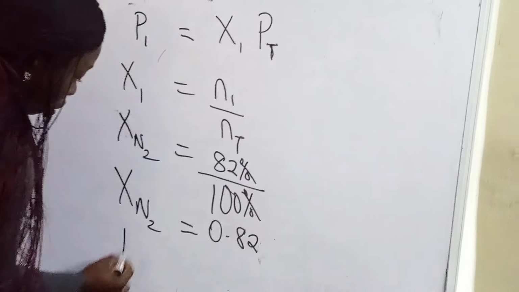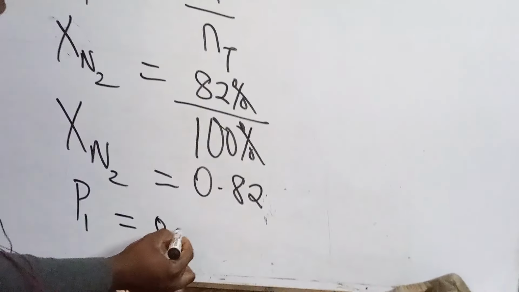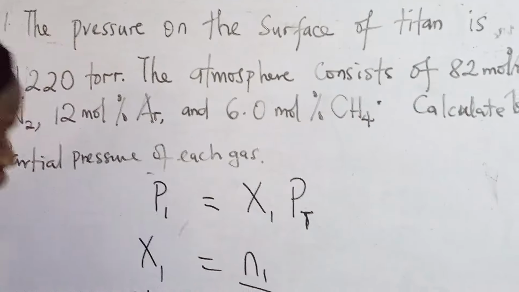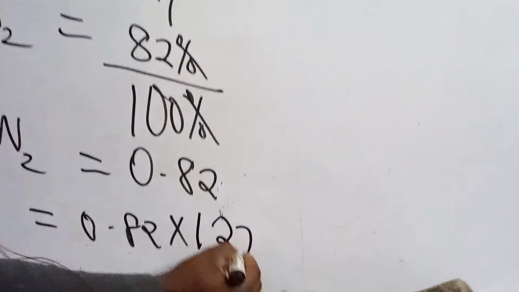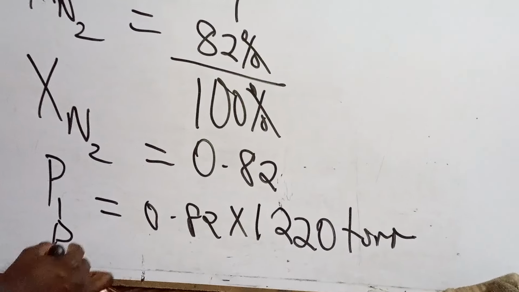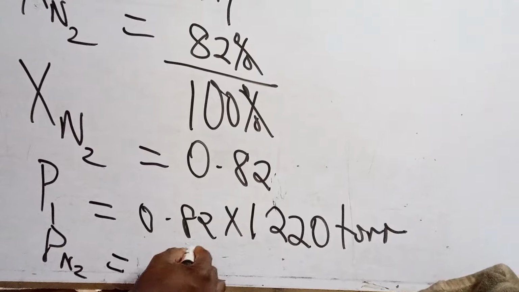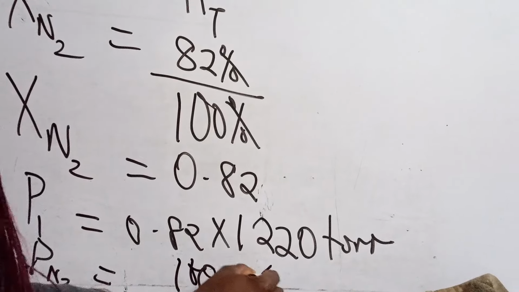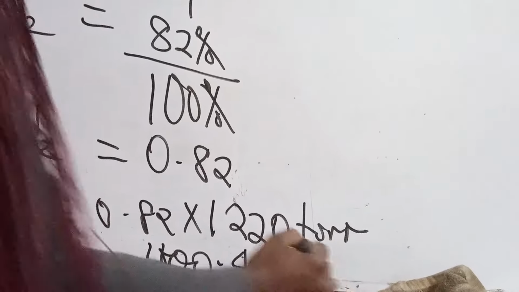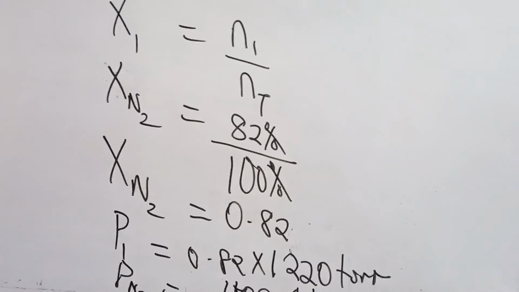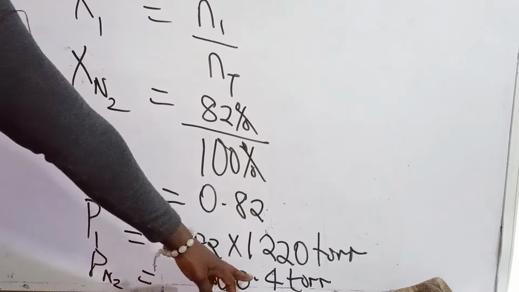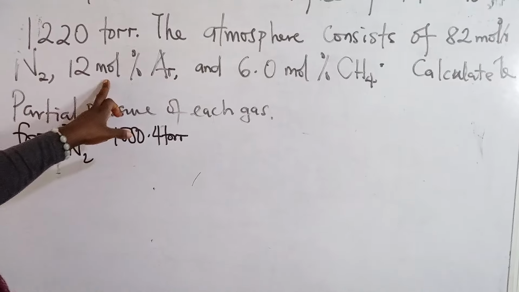That means the partial pressure will be equal to 0.82 times the total pressure on the surface, which is 1220 torr. So P nitrogen gas will be equal to 1000.4. It will be in torr, because the unit of total pressure was given in torr. So the partial pressure of nitrogen gas is 1000.4 torr. Okay, so we calculate that of argon.